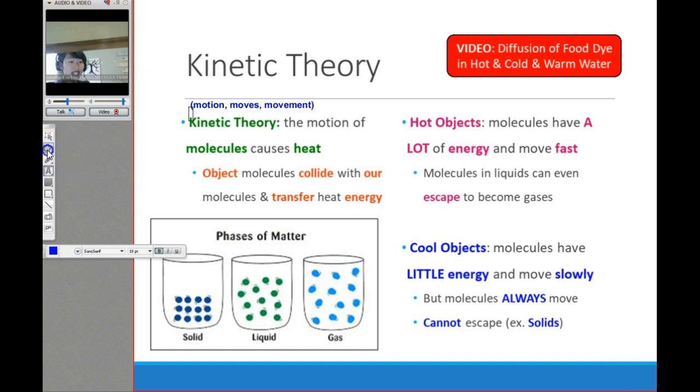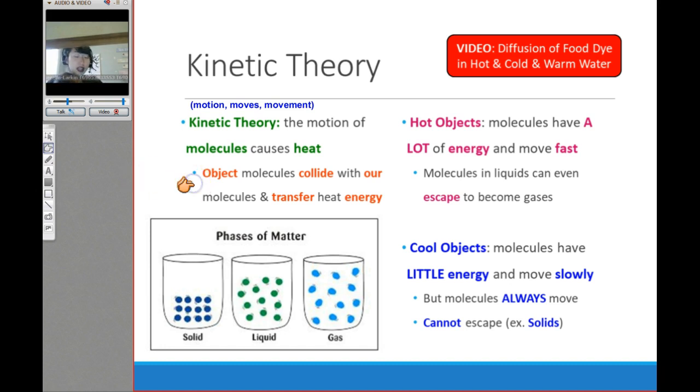So what the kinetic theory is, therefore, is the motion of molecules, and this is what causes heat. Think about how everything around you has little itty bitty molecules that we can't actually see. But the way that they're moving is actually what heat is. Smiley face if that makes sense. So heat is actually just the motion of molecules. Whether they're going fast or slow determines the heat of an object.